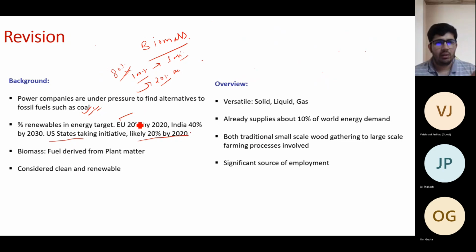So the EU is having a 20% by 2020 target, and India is having 40% by 2030.